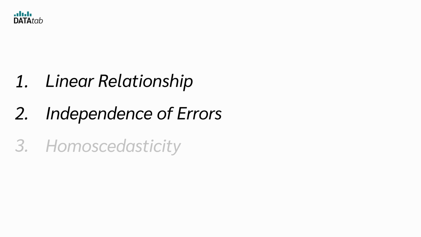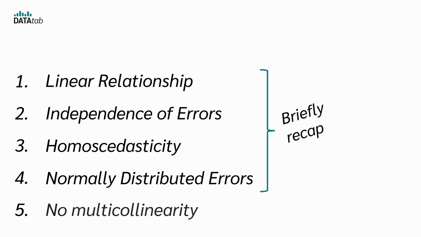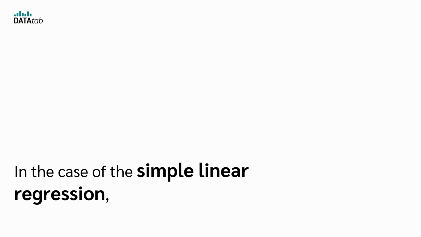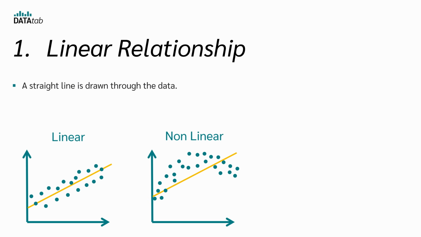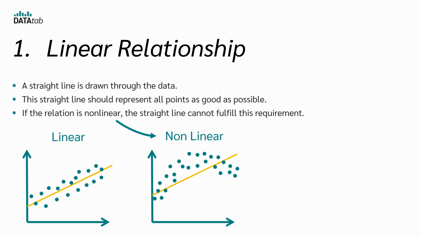The first 4 assumptions of multiple linear regression are similar to those of simple linear regression, but there is an additional 5th assumption. Let's briefly recap the first 4 assumptions and then we'll go into more details on the 5th assumption. Let's start with the first one, linear relationship. In the case of the simple linear regression, we were able to test this assumption easily. A straight line is drawn through the data. This straight line should represent all points as good as possible. If the relationship is nonlinear, the straight line cannot fulfill this requirement.